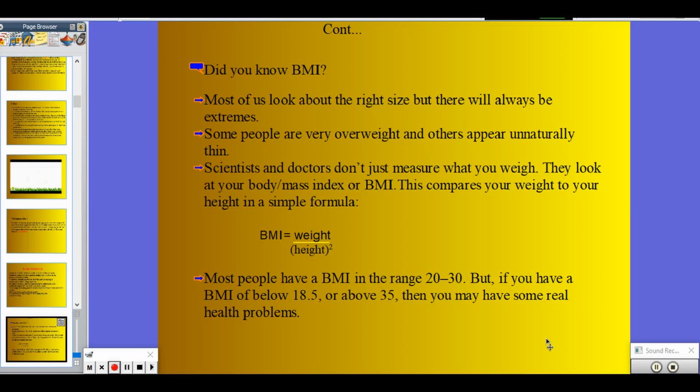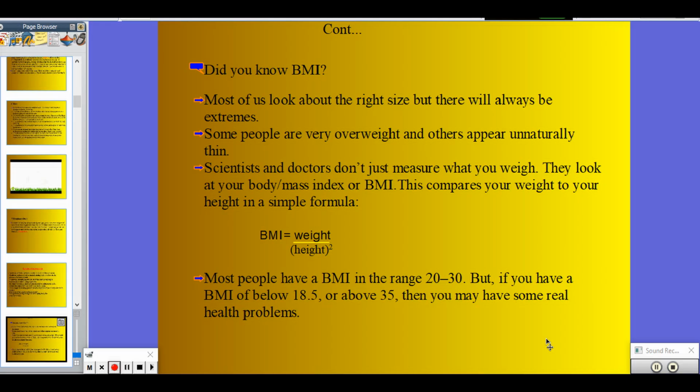Did you know BMI, students? BMI means body mass index. Most of us look about the right size, but there will always be extremes. Some people are very overweight and others appear unnaturally thin. Scientists and doctors or biologists don't just measure what you weigh. They look at your body mass index or BMI. This compares your weight to your height in a simple formula.